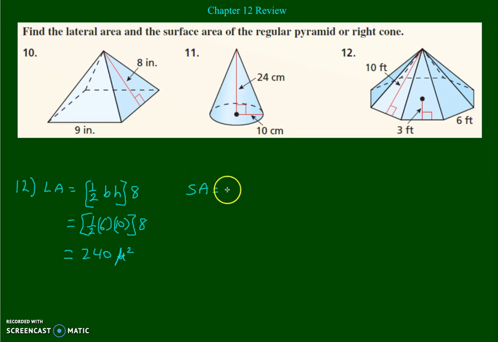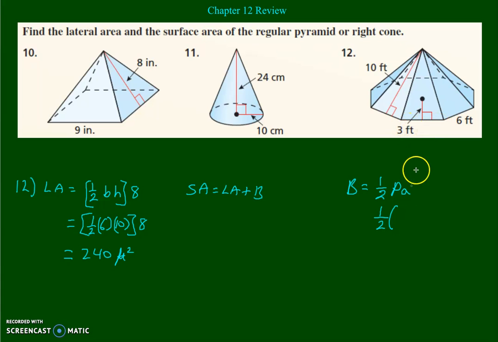And surface area is lateral area plus area of the base. In this case, area of the base is going to be the area of this regular octagon. Now, they were really nice and gave us everything we need, so we don't really have to do a whole lot. Area of the base is the area of a regular polygon, which is 1/2 perimeter times apothem.